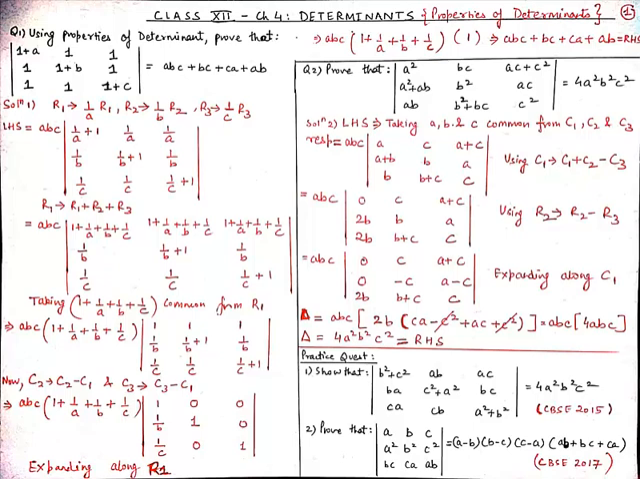So, our first question for today is: using properties of determinant, prove that the determinant |1+a 1 1; 1 1+b 1; 1 1 1+c| is equal to abc + bc + ca + ab.